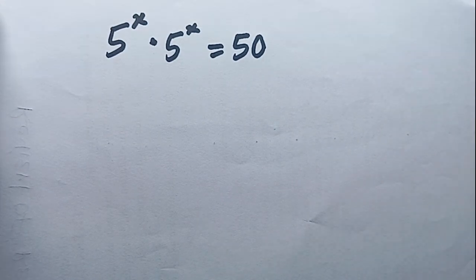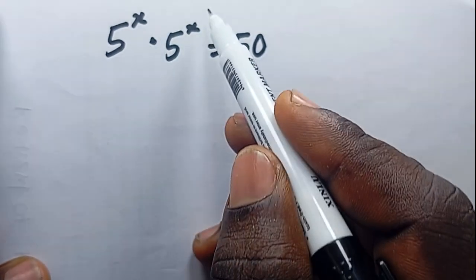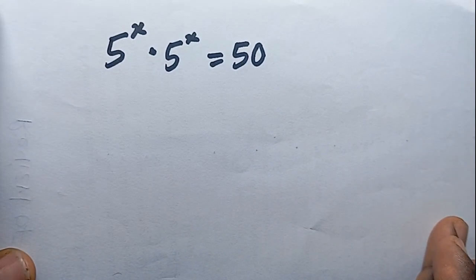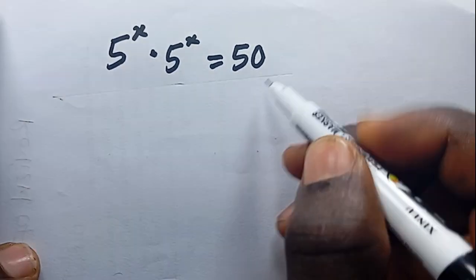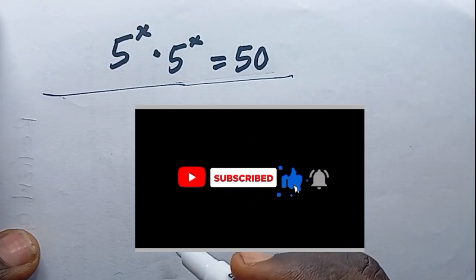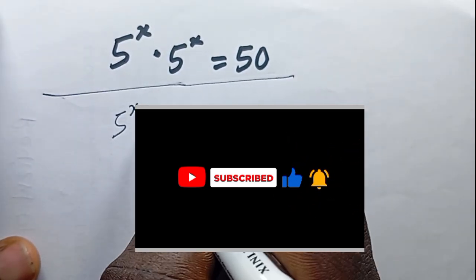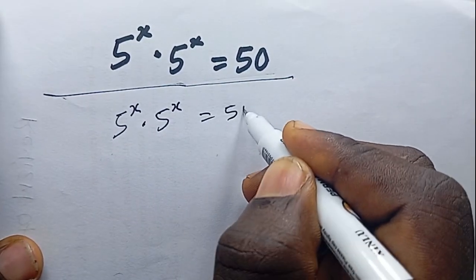We're going to be solving this question right here. So this is 5 power x multiplied by 5 power x is equal to 50. So what value of x is actually going to satisfy this interesting equation right here? Okay, so let's just proceed from here. Moving on, this is 5 power x multiplied by 5 power x is equal to 50.